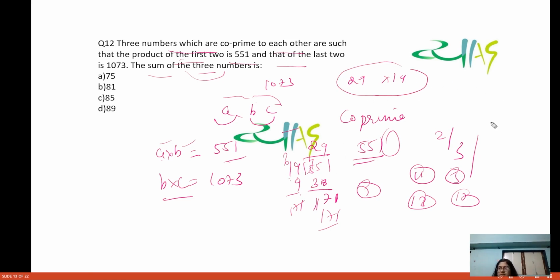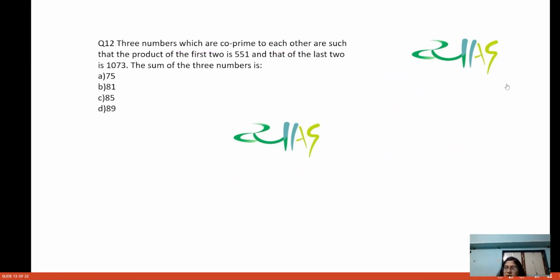I am moving forward with this number. OK. Now I have 29 and 19. Now one of these numbers can divide 1073 as well. So which number? OK, because 7 से हम multiply करेंगे 63, तो दोनों में आएगा. So let us check by 19 first. So how many times you will put?